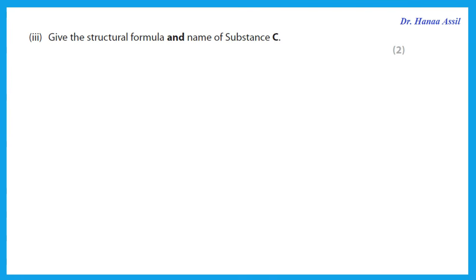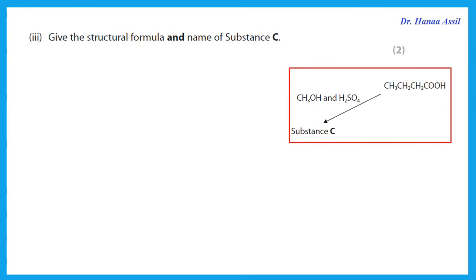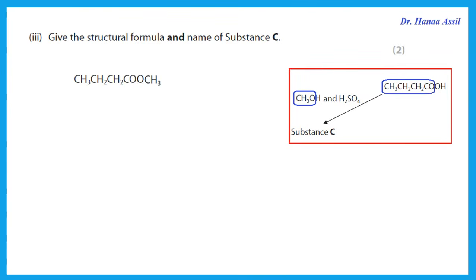Give the structural formula and name of substance C. Now, what was substance C? That was something obtained from acid reacting with an alcohol in presence of sulfuric acid as a catalyst. Of course, this is esterification, in which we have the acid reacting with the alcohol. So this is our ester. Now, what is the name of this ester? Remember, we start with the name of the alcohol. So methanol. So this is methyl and butanoic acid. So this is methyl butanoate.